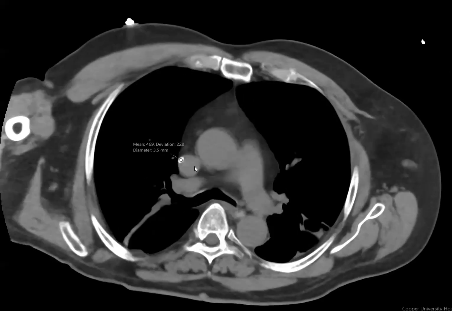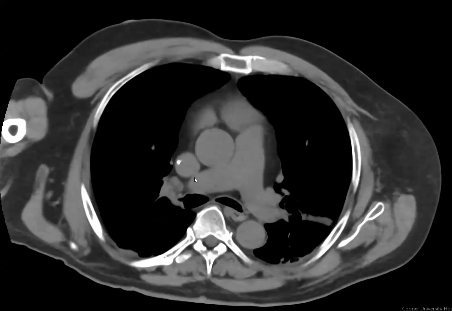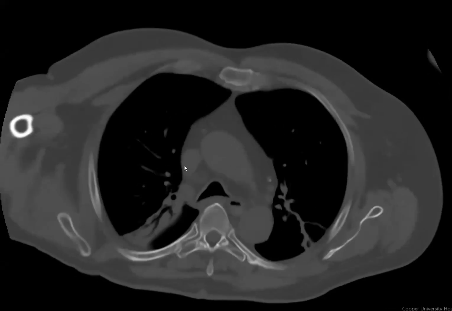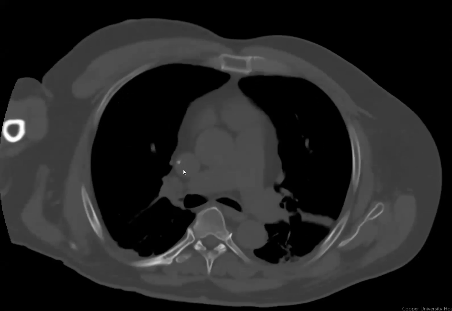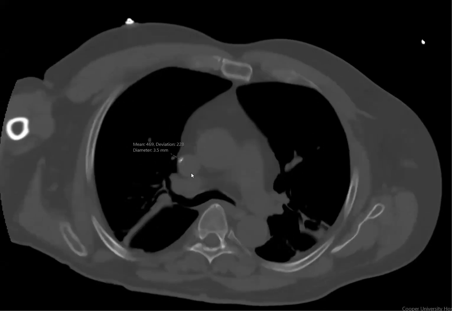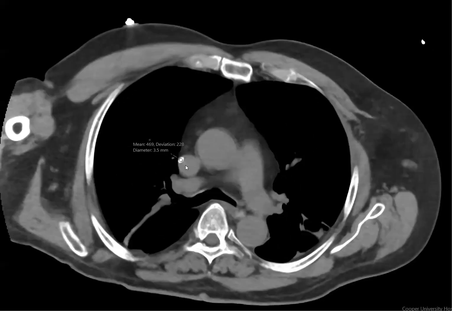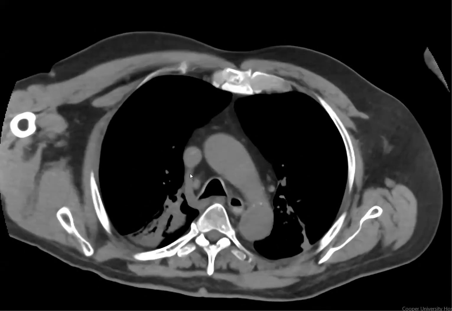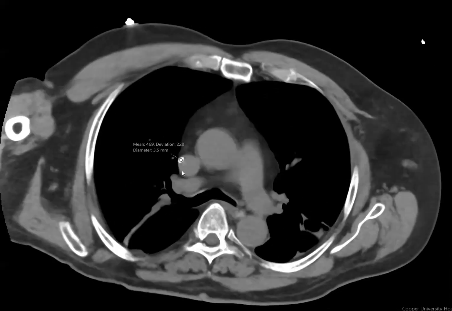So the density of this linear structure is in line with bones. If you do the bone window, you can see the density of the structure is also similar to the bone. When there is a metal fragment, the density is way higher than bone. Also, there is a streak artifact that we tend to see around the metal fragment, which we don't see here. So this is actually calcification.